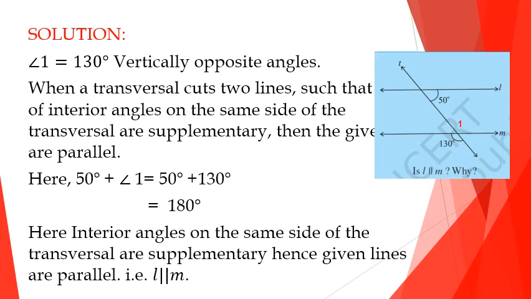So if we are not given the required angle, that is, the corresponding angle, alternate angle or interior angle on the same side of the transversal, you have to find it in this way.